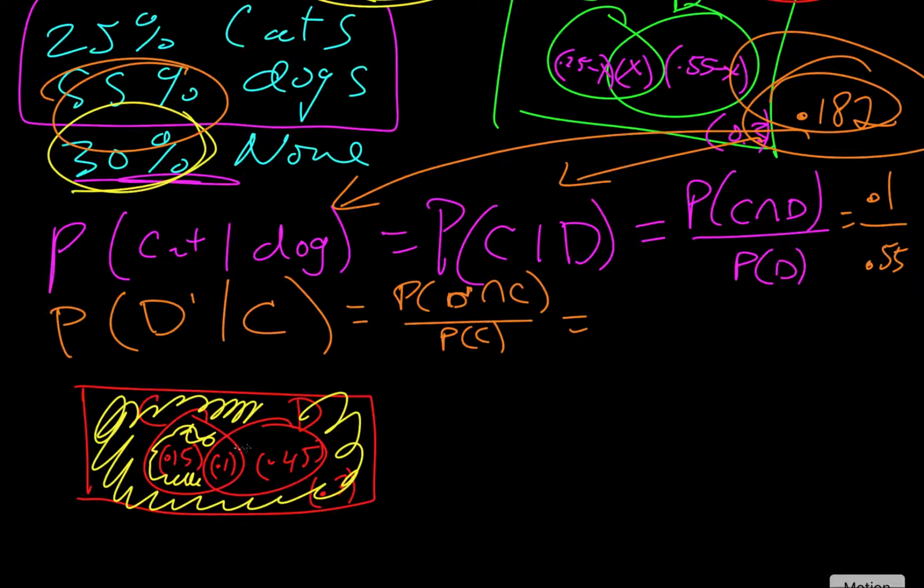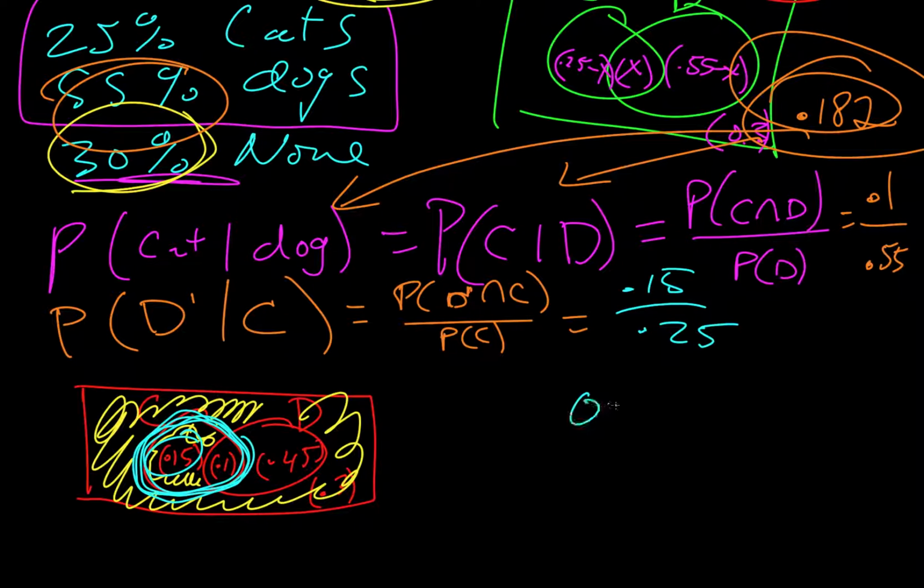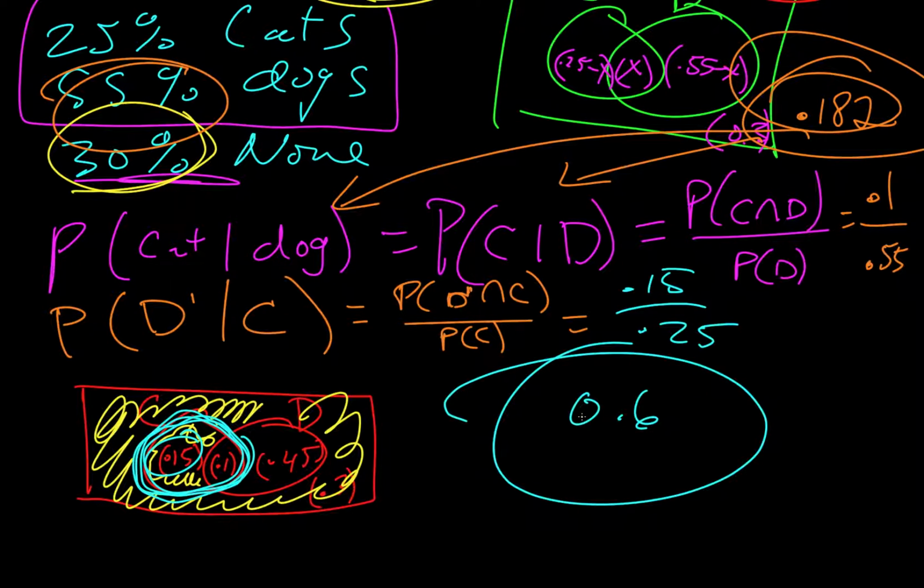And then cat is going to be the entire circle. So we want the piece where they intersect. Where the blue and the yellow intersect is just right here with the 0.15. So we get 0.15, and then probability of cat, well, the total cat was 0.25. And so if we go back to our calculator, we say 0.15 divided by 0.25, we get 0.6. And so that's our probability for that situation.